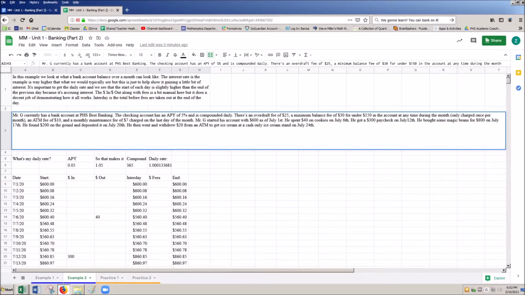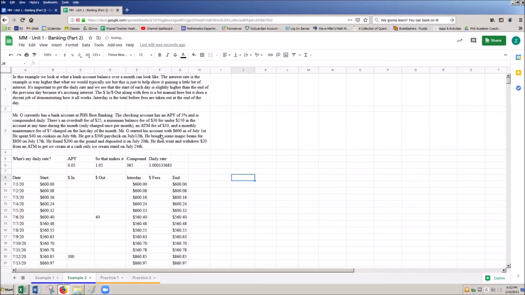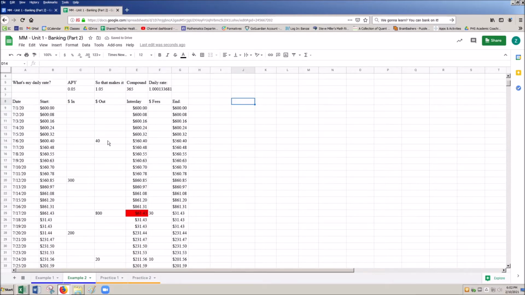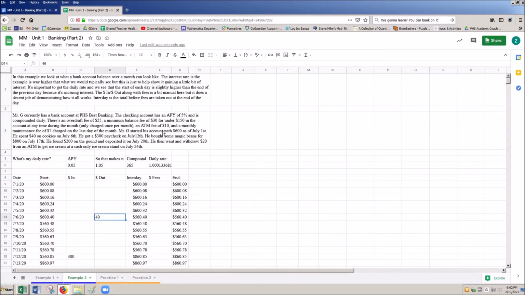So these different transactions that I'm naming off here are going to go in this in and out column here. Last is that we went and withdrew $20 from an ATM, got ice cream with cash, and that was on the 24th. So for those different transactions, I've got the $40 going out right here. This $40 on cookies on July 6th, that's where we see it right here, $40 spent on cookies.